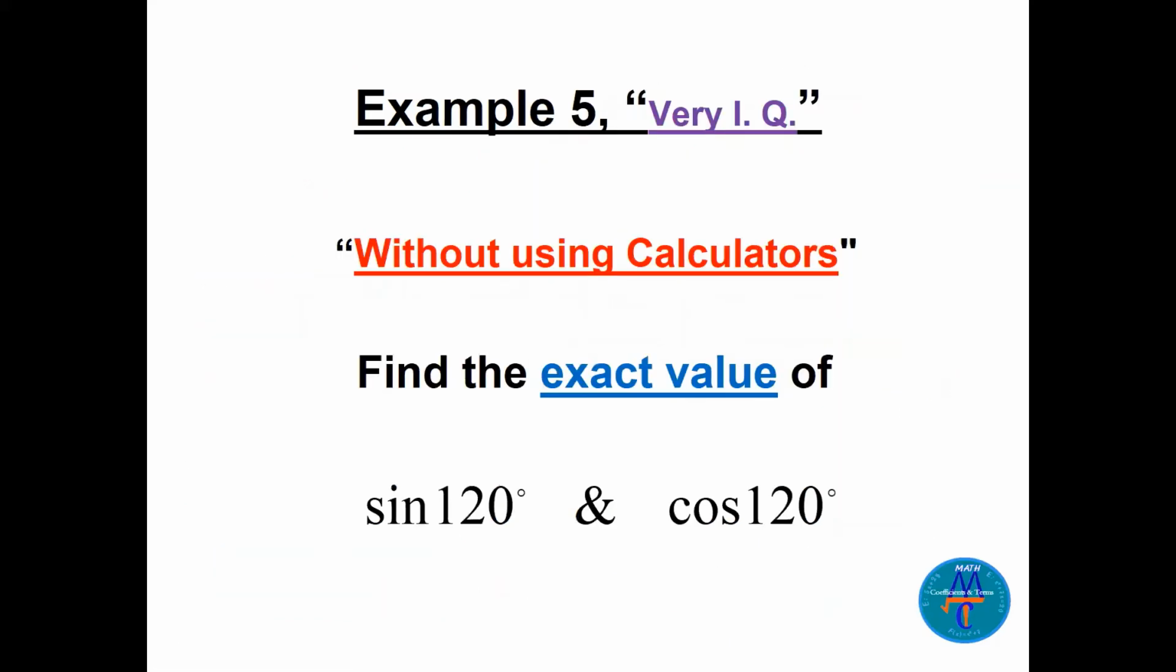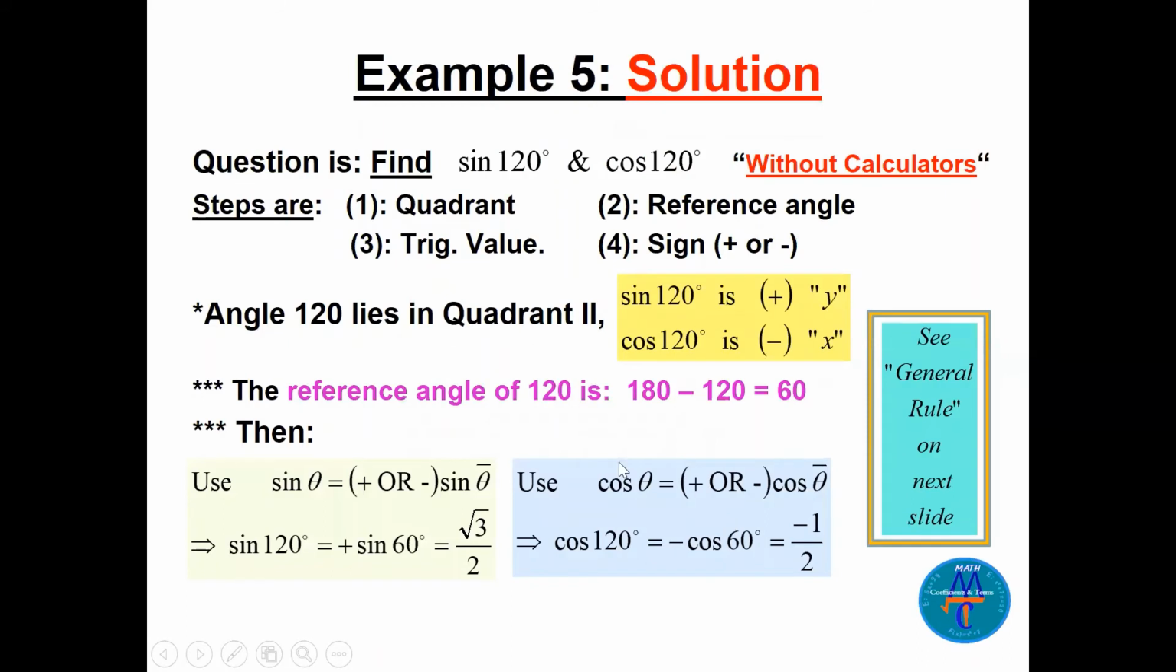Now, other examples are coming, on how to use the reference. This is a very important question. Without using calculators, let's find the exact value of sine 120 and cosine 120. By using calculators, it's so easy. Now, how do you know the exact number without using calculators? Sine 120, cosine 120. And then after that, you can find many other questions.